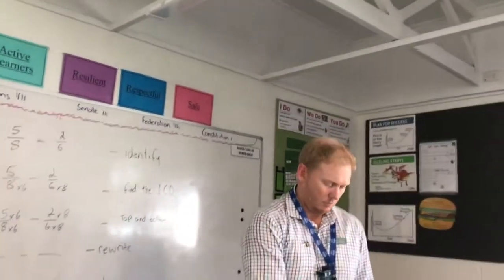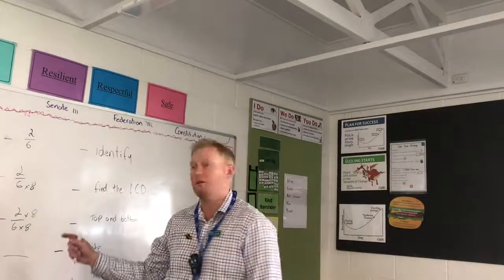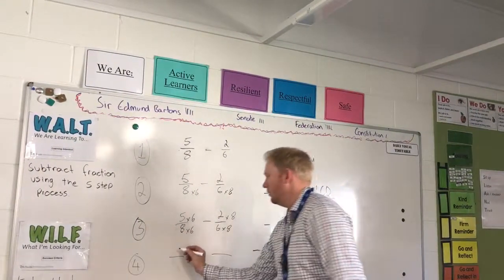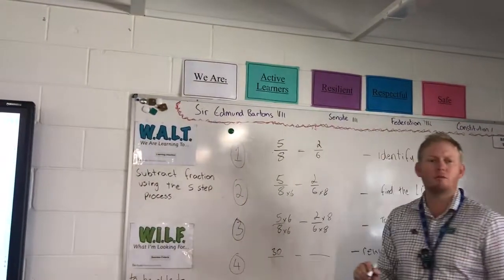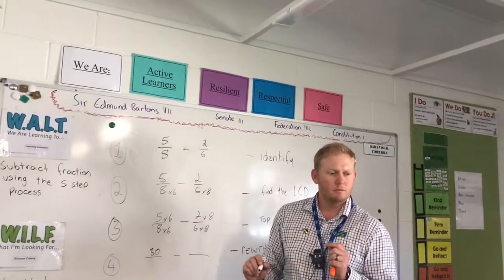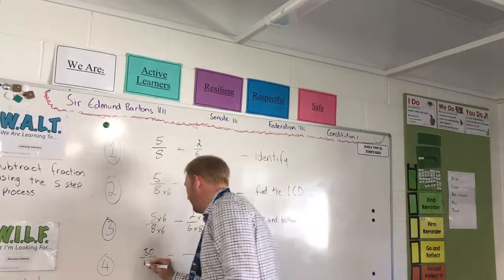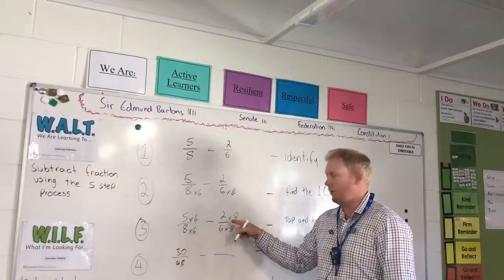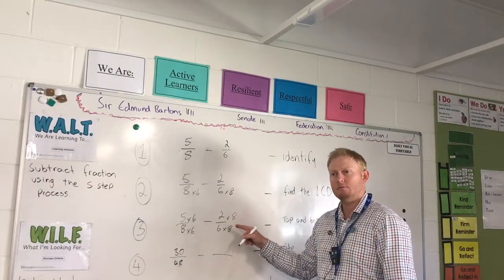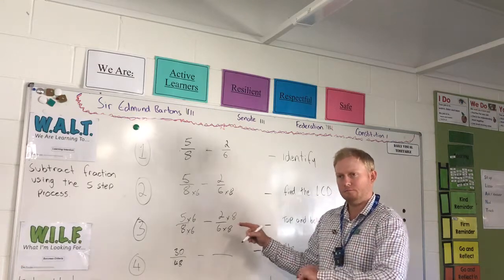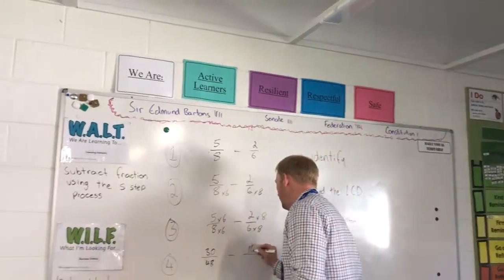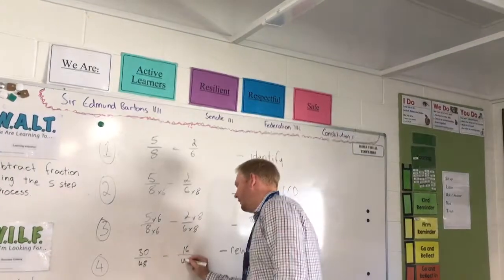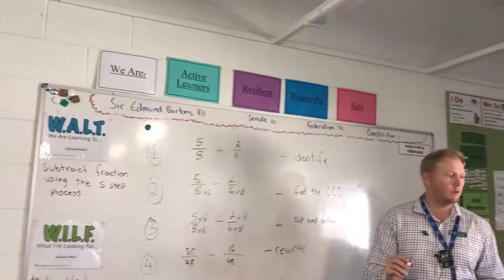Okay, Dane, can you help me out here? What is 5 times 6? 5 times 6 is 30. What is 8 times 6, Sophia? 8 times 6 is 48. Excellent, you told me that one before. So we've got 30 over 48 minus, Hudson, what's 2 times 8? 16. Excellent, 16. And 6 times 8 is? 48. Excellent work.